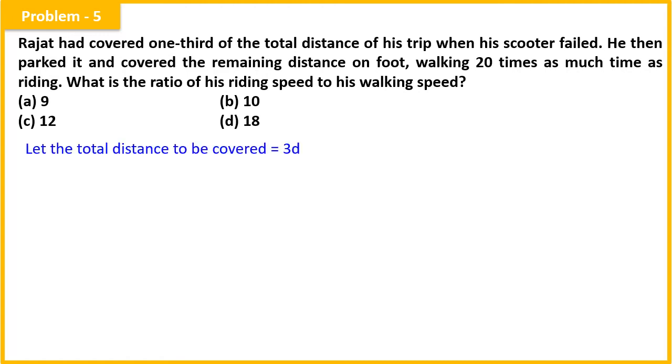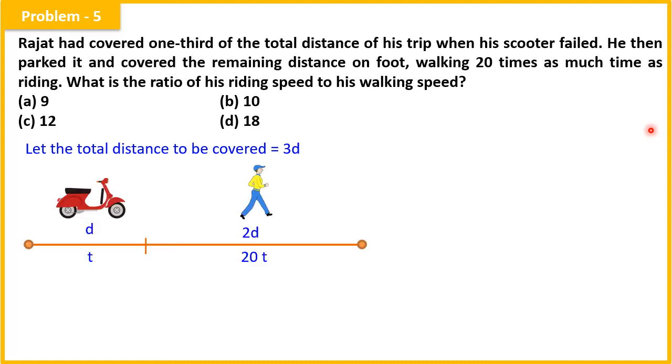Let the total distance to be covered be 3D. Why do I consider the total distance as 3D? Because I have to split it up into 1/3 and 2/3. We can take the total distance as D also, but then the fractions will come, 1/3 of D and 2/3 of D. So to avoid fractions, I assume the total distance covered as, suppose, 3D.